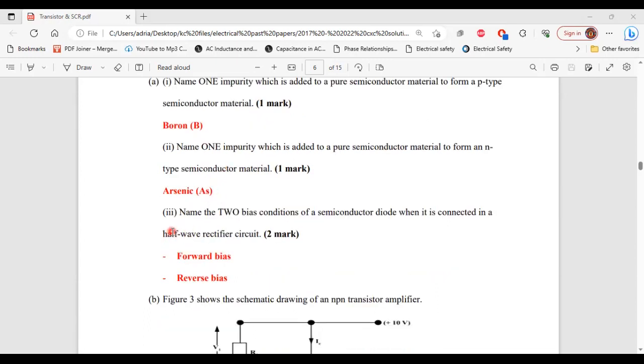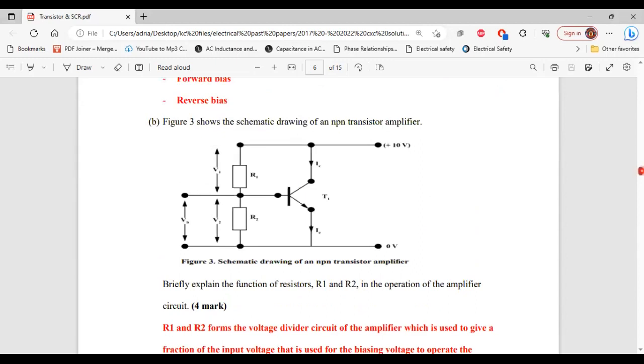Part three of A, it says, name the two bias conditions of a semiconductor diode when it is connected in a half-wave rectifier circuit. So the two bias conditions are forward bias and reverse bias. So that's it for part three of A. For part B, it says, figure three shows the schematic drawing of an NPN transistor amplifier. So this is figure three, the schematic drawing for the NPN transistor amplifier.